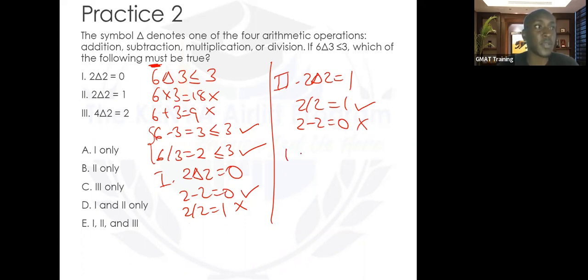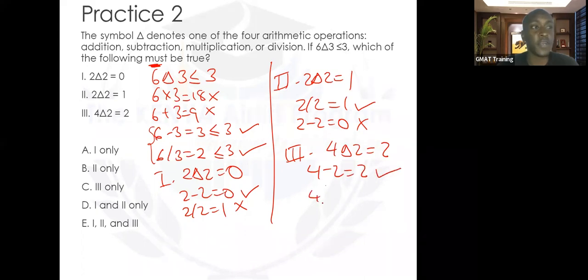Let's give statement 3 a try. 4 triangle 2 is equal to 2. Well, 4 minus 2 is equal to 2, and that satisfies subtraction. 4 divided by 2 equals 2 also. That satisfies the division. So statement 3 must be true. And our answer is C. I hope you got that question correct.